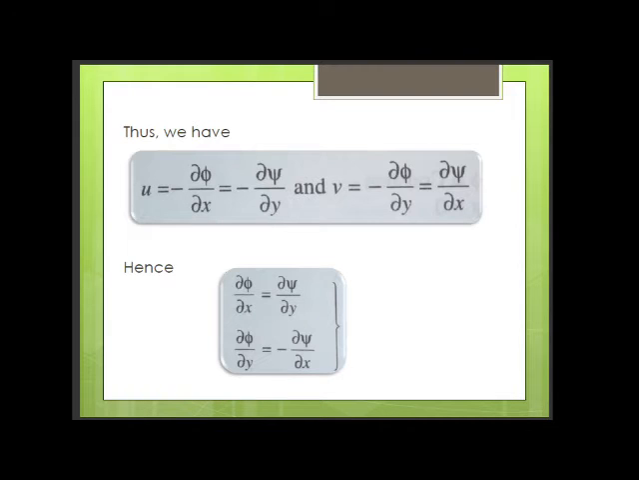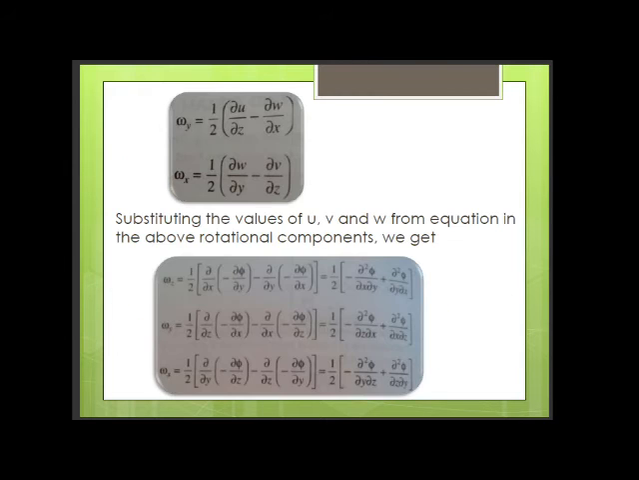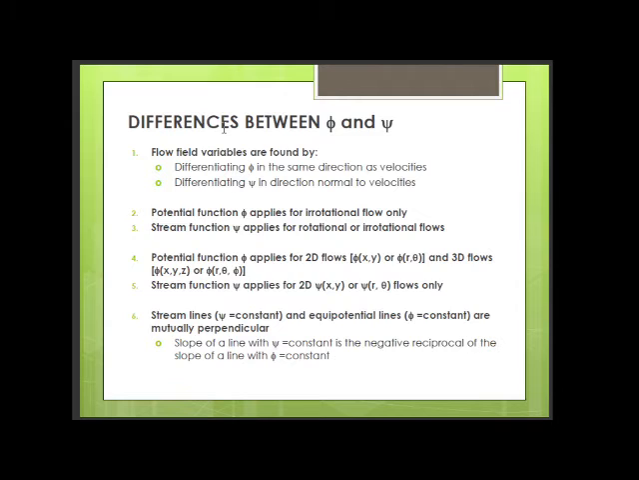Okay, now we will see the difference between the velocity potential function and the stream function. Our next point is the difference between the velocity potential function and stream function. First, the flow field variables are found by differentiating φ, the velocity potential function, in the same direction as velocity, and in the case of the stream function, by differentiating ψ in the direction normal to the velocity. This is the first difference between φ and ψ.